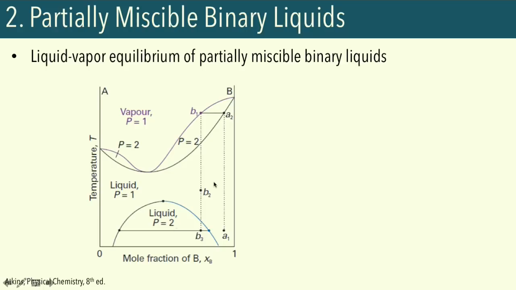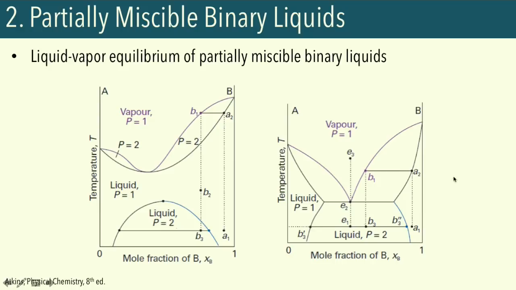There are going to be cases, however, in which the critical temperature is above the boiling point of the mixture. This is when we have more complex phase diagrams in which the binodal curve here starts to intersect with the azeotropic curve over here. But for the most part, we won't be discussing this diagram too much. This is just to give you a preview of the liquid-vapor equilibrium of partially miscible binary liquids.